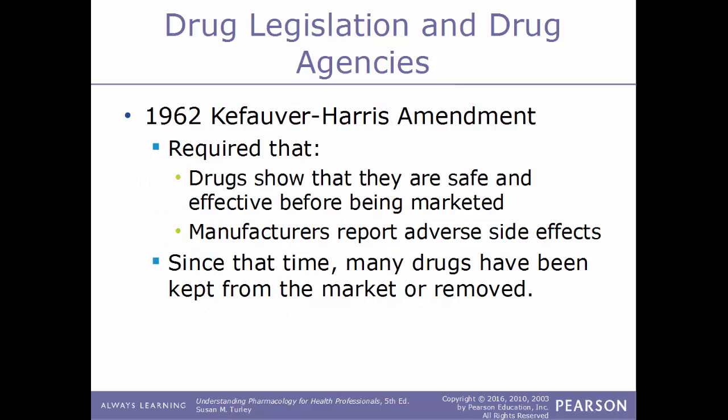1962, Kefauver-Harris Amendment, and this required that drugs had to show that they were safe and also effective before they could be marketed and sold. And manufacturers had to also report any adverse side effects. And because of this amendment, many drugs have been kept from being sold commercially or removed from the market.